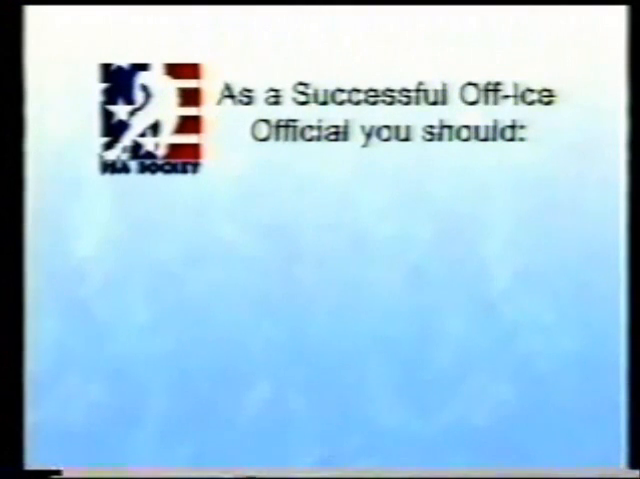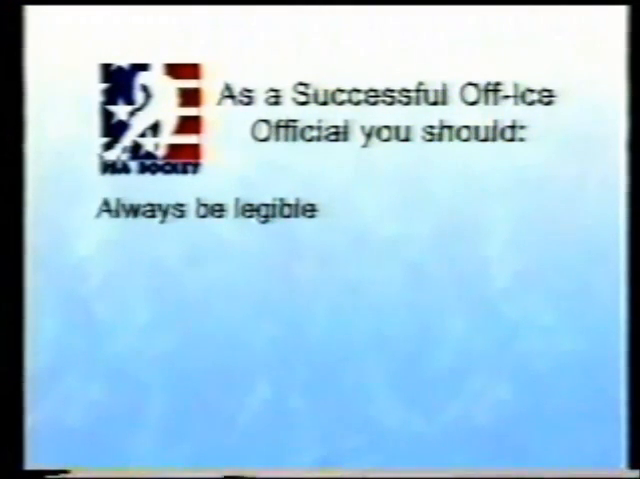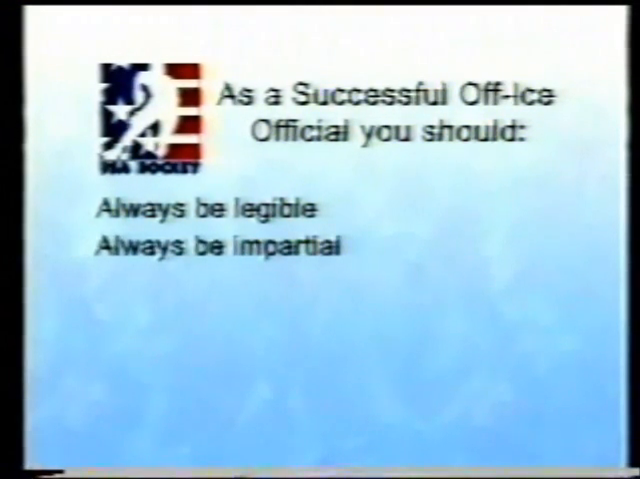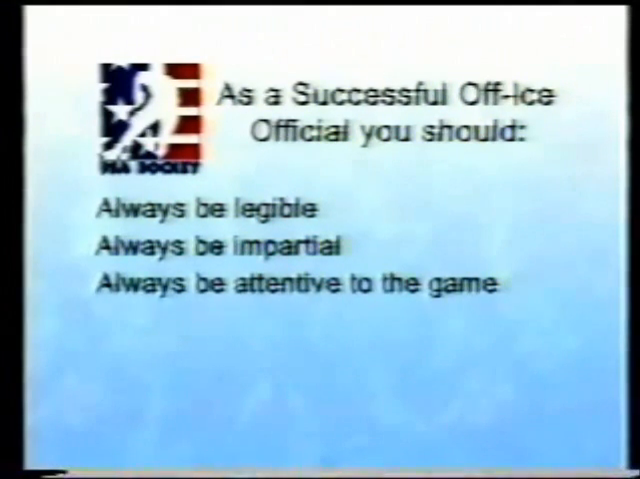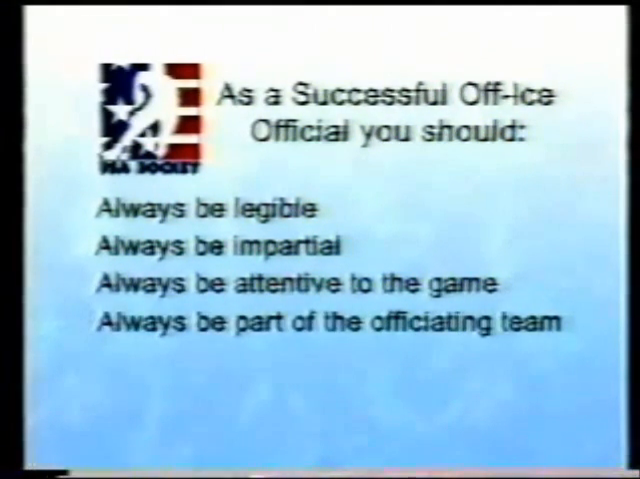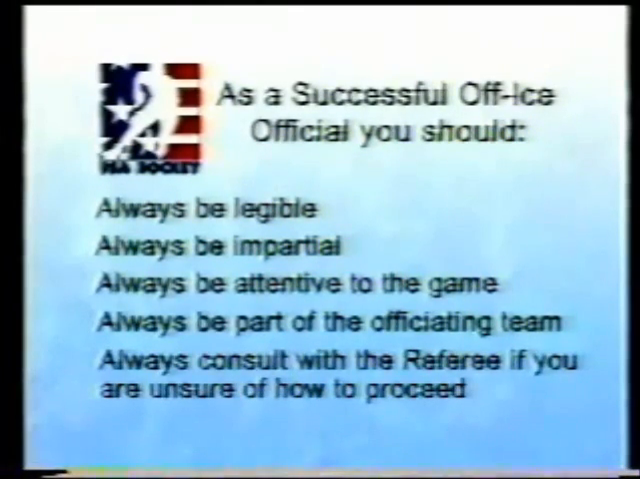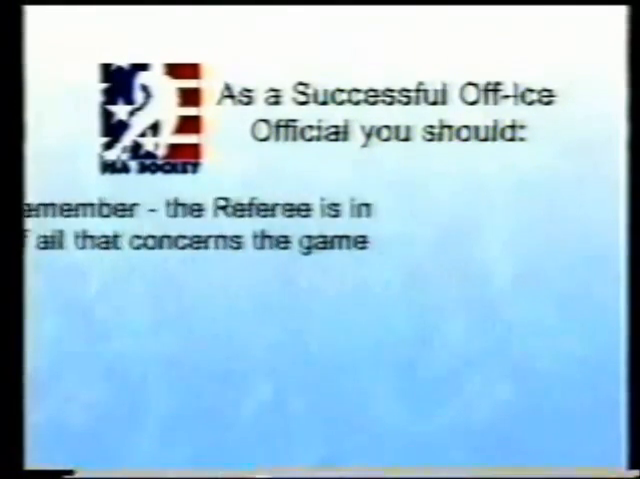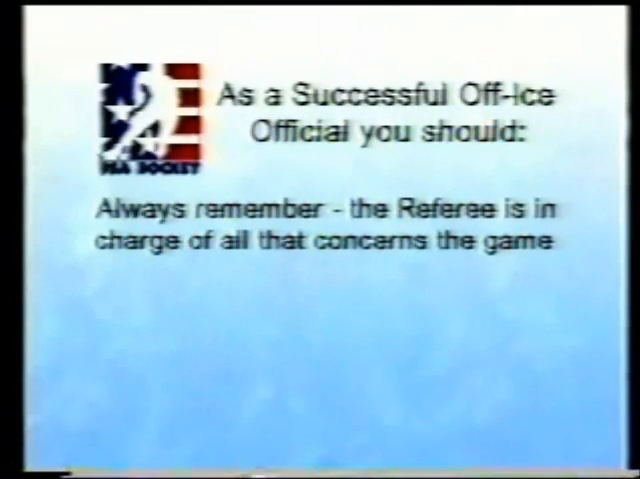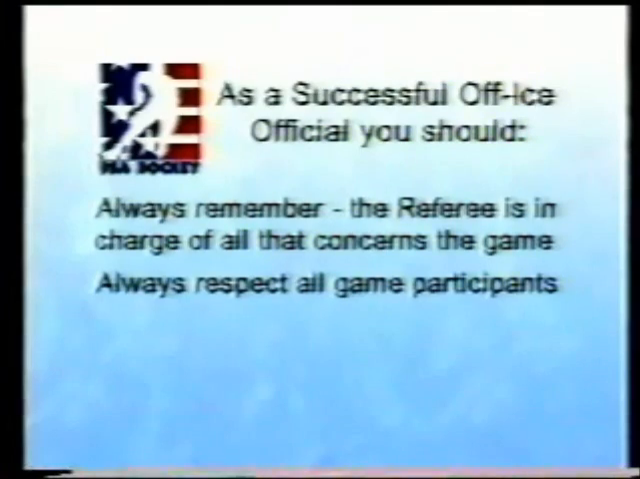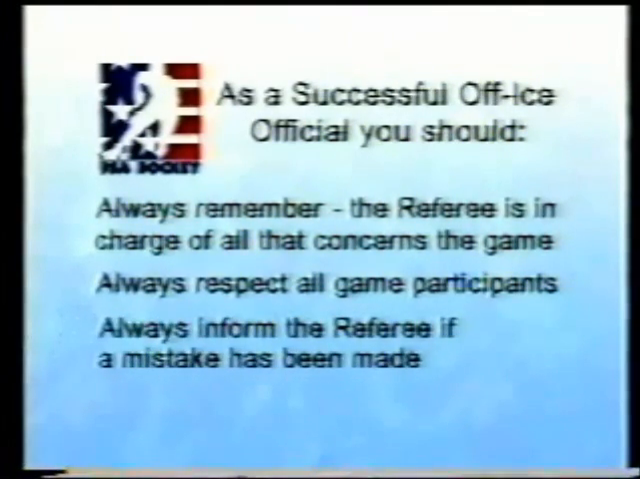As a successful off-ice official, you should always be legible, always be impartial, always be attentive to the game, always be part of the officiating team, always consult with the referee if you are unsure of how to proceed. Always remember, the referee is in charge of all that concerns the game. Always respect all game participants. Always inform the referee if a mistake has been made.